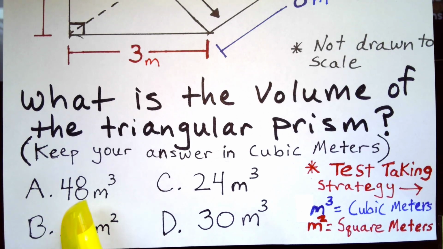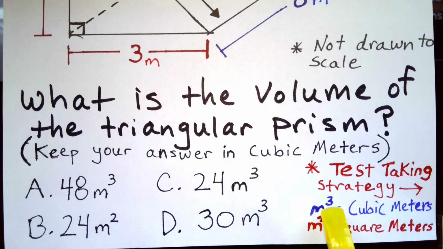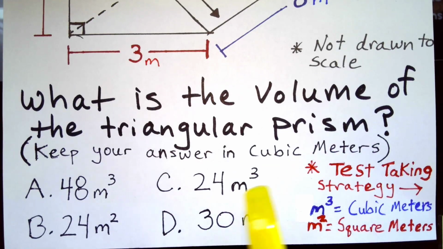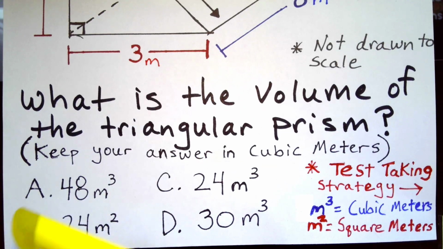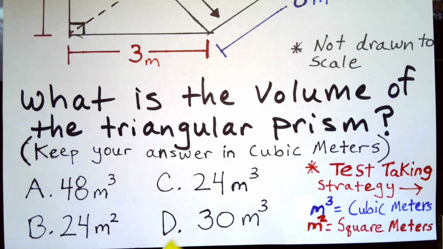The options are A, 48 meters cubed, B, 24 meters squared, C, 24 meters cubed, and D, 30 meters cubed. So I wanted to show you the difference. Meters with the exponential power of 3 is cubic meters. Meters with an exponential power of 2 are square meters. So since you need to keep your answer in cubic meters, go ahead and cross off B. The answer cannot be B. So now you have 3 options, A, C, and D, to guess from if you had to guess.